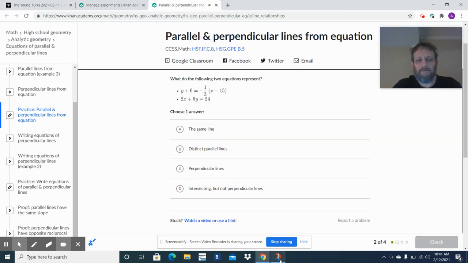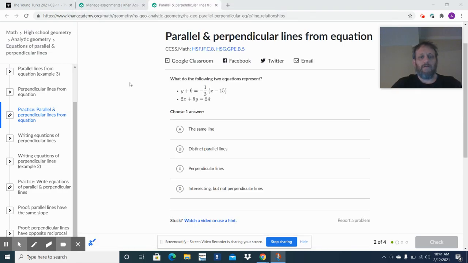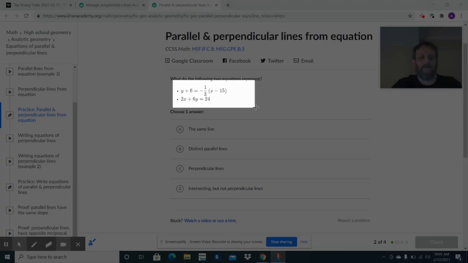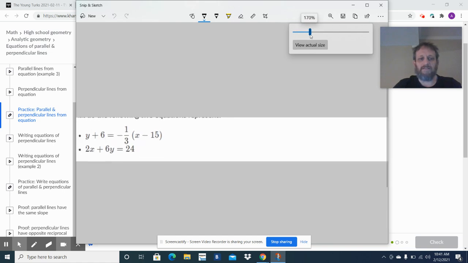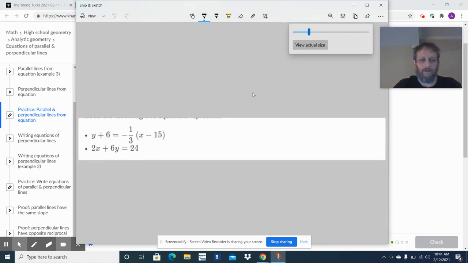All right, now this one. What they've done here is they've given us a couple of different ways to look at this. They've put it in two different forms. One form is in point slope form and one is in standard. Again, I do notice right off the bat that this is reducible. So before I do anything, I'm going to reduce it. So I'm going to divide everything by 2. So that's x plus 3y equals 12.